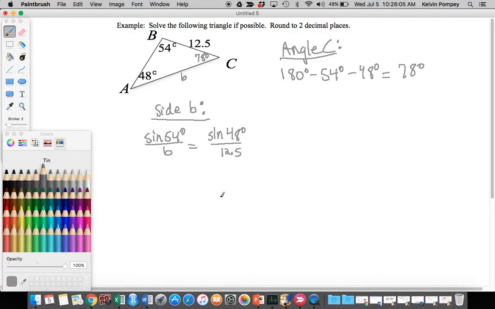Okay? And so if I cross multiply, and then I divide both sides by sine of 48 degrees, the exact value of side length B is 12.5 times sine of 54 degrees divided by sine of 48 degrees. All right, now I'm going to pause.